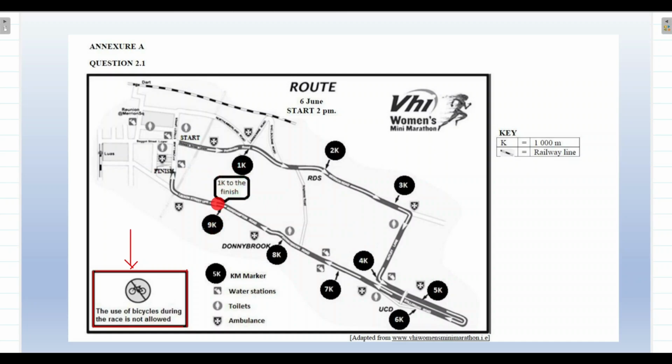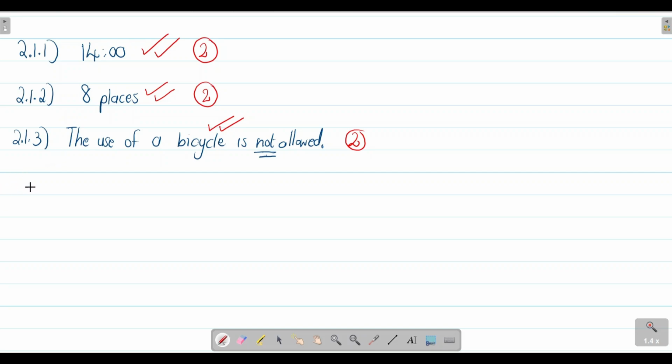So if you're already at this point and you want to get to the finish line, that means that this section here is equal to 1 kilometer, right? So if we know that that's already 9 kilometers, and we know that that part there till the finish line is 1 kilometer, that means that in total, the route in kilometers for this V Women's Mini Marathon is that 9 kilometers plus that 1 kilometer. Okay, so this is question 2.1.4, and it's A.